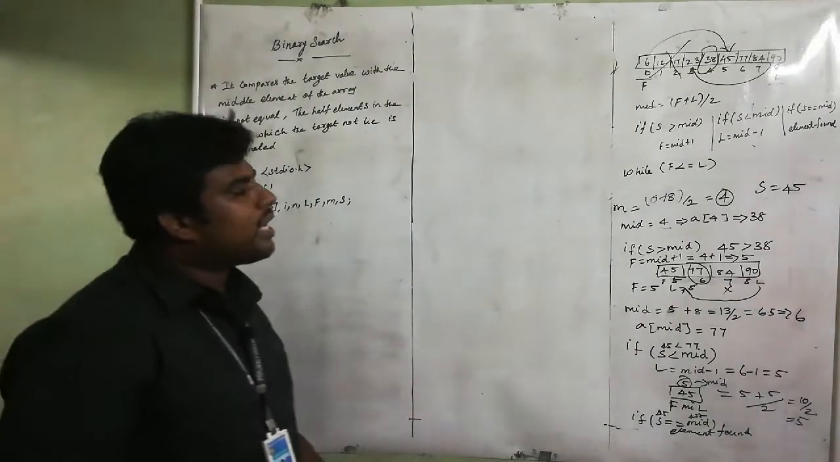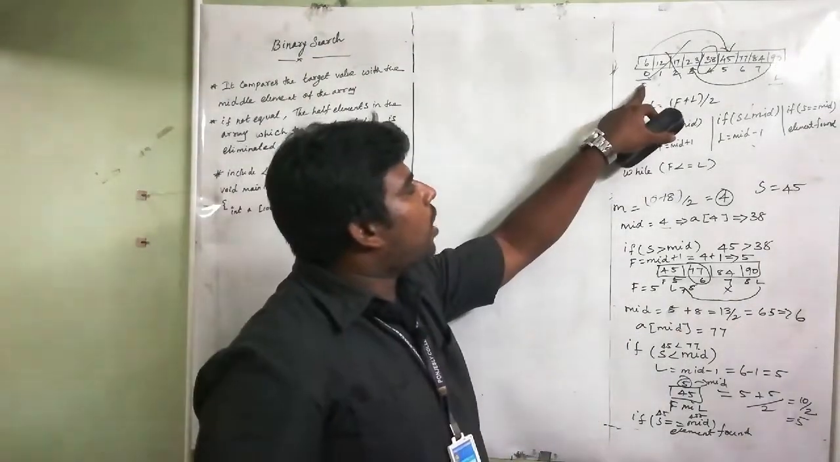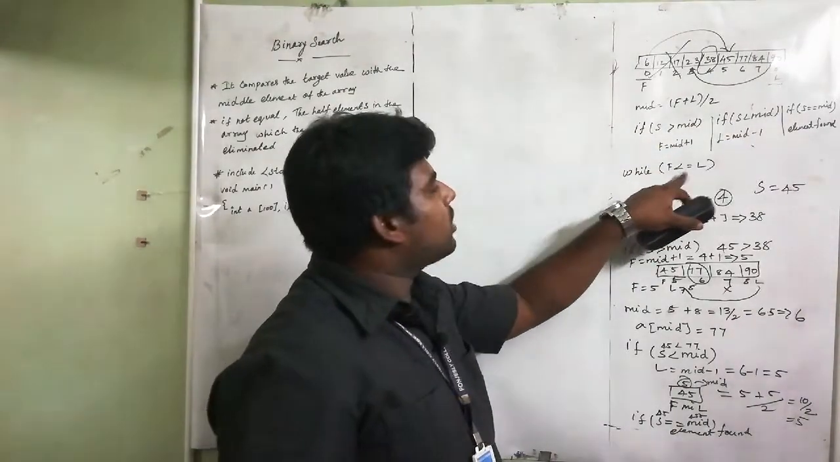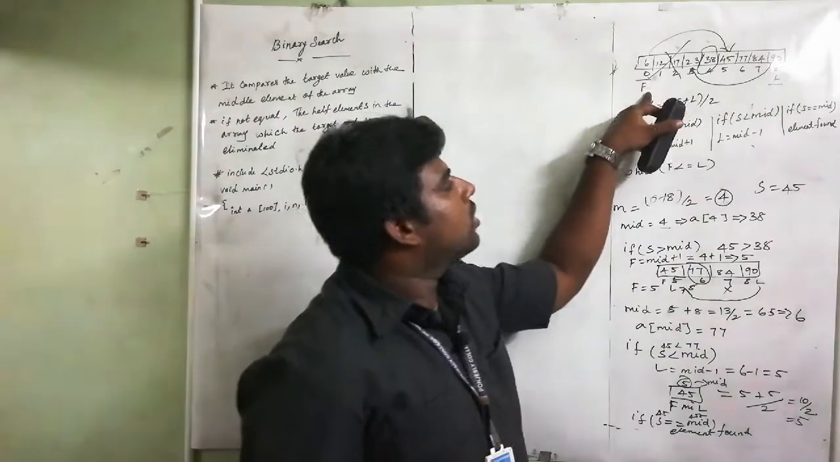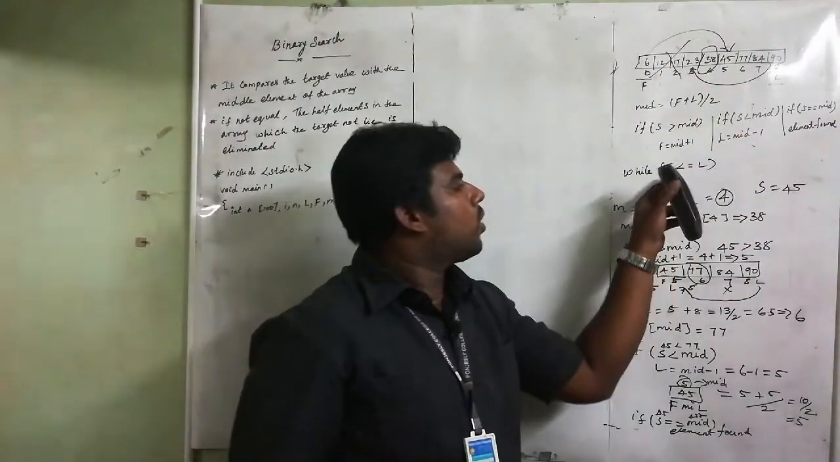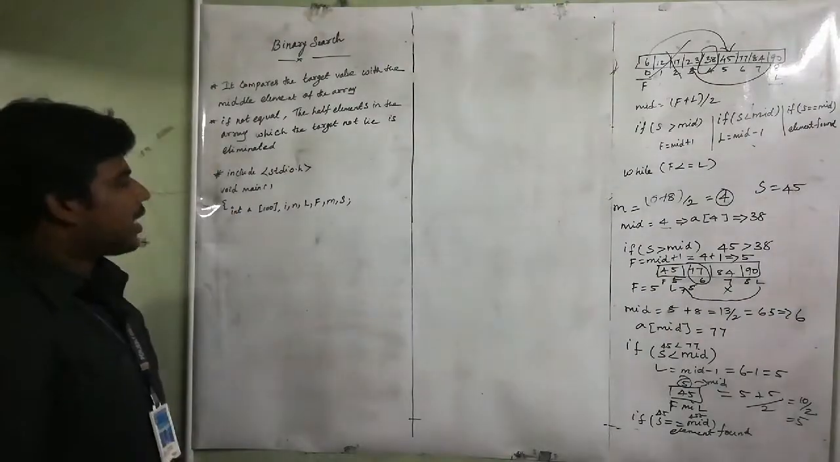So it should be written inside a loop. How? From the first element to the last element I want to check. So while first less than or equal to last. The first element can reach till this; after that no elements are there, right? So while first less than or equal to last. Now I will write the program.